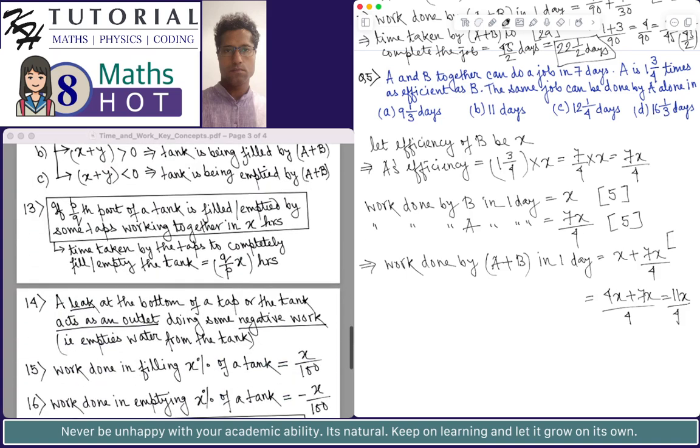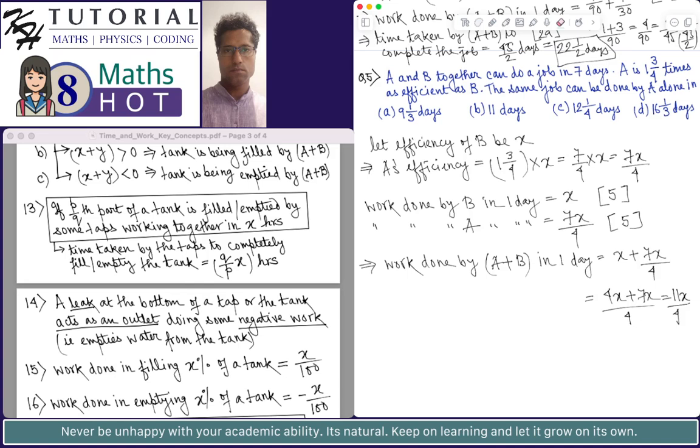No, I will add this concept regarding time and work. If work done by A in one day is x and work done by B in one day is y, then the work done by A plus B in one day will be x plus y. So that is the concept applied.